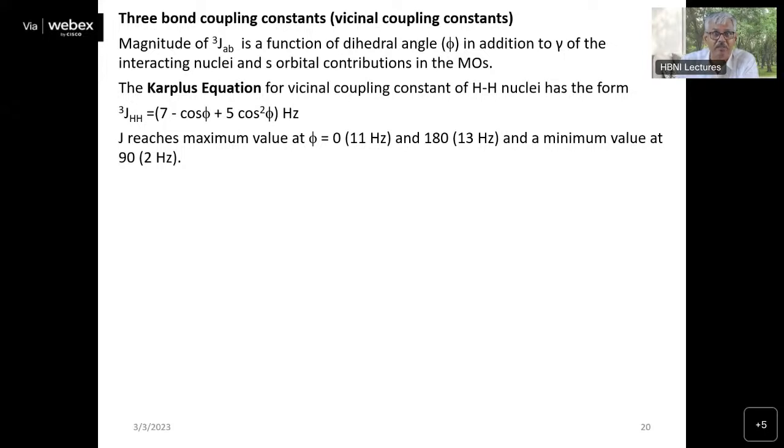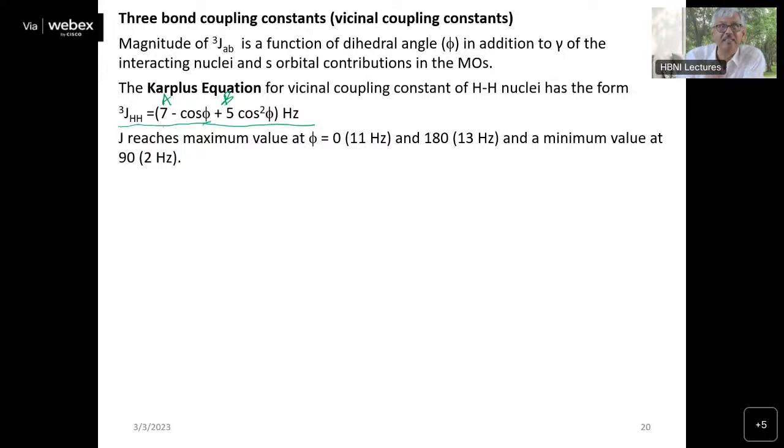Karplus empirically found that he can correlate the coupling constant and the dihedral angle, and the equation is summarized here. In many books you will see A and B written, but in most cases A is considered as 7 and B is 5. So 3JHH is equal to 7 minus cos phi, where phi is nothing but the dihedral angle, plus 5 cos square phi, in hertz.